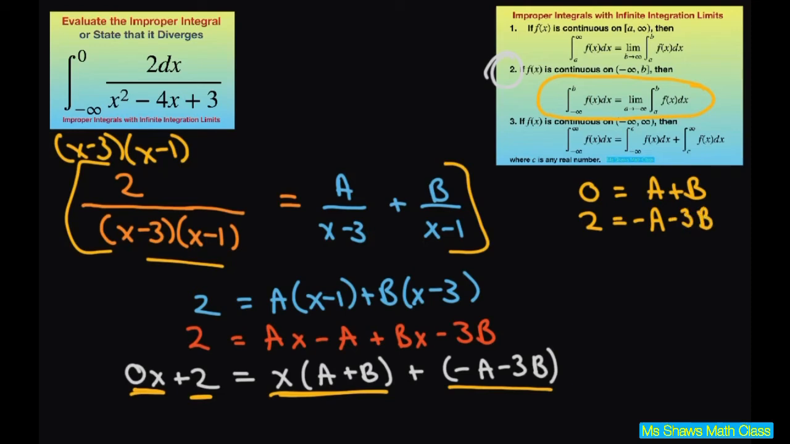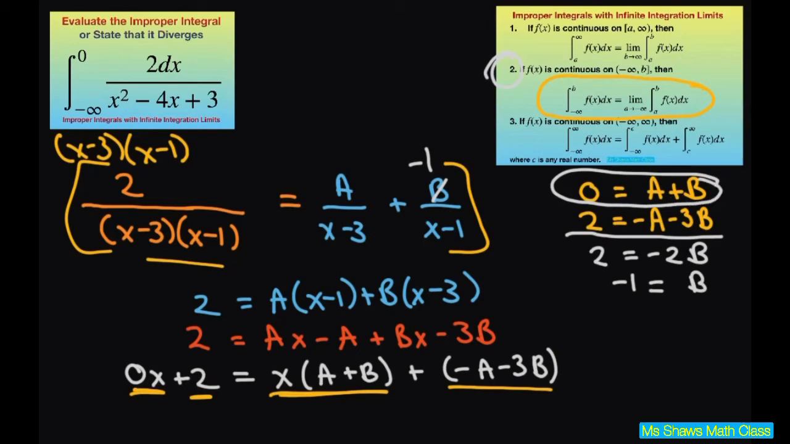Now let's go ahead and add everything because we'll eliminate the A's. That gives me 2 equals negative 2B. So B is going to equal negative 1. And then if B is negative 1, going back to here, that means A has to equal 1. 1 minus 1 is 0. So I'm just going to go ahead and rewrite this as 1 over x minus 3 minus 1 over x minus 1, like that. So that's our new integrand.